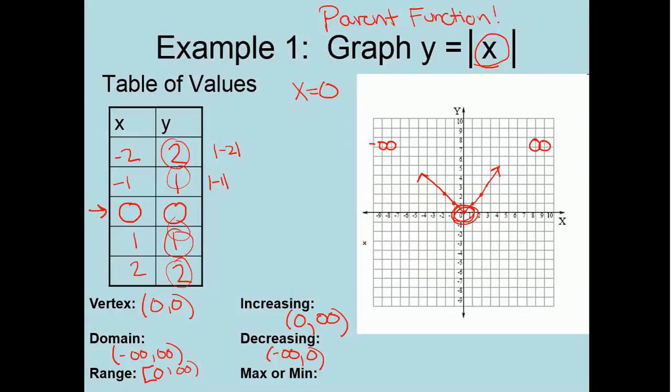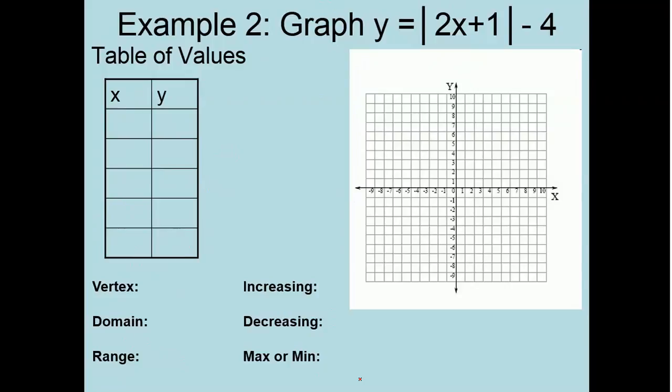And then, do I have a maximum or a minimum? Well, I have a valley, so I've got a minimum. And my minimum is 0, 0. Basically, your vertex.